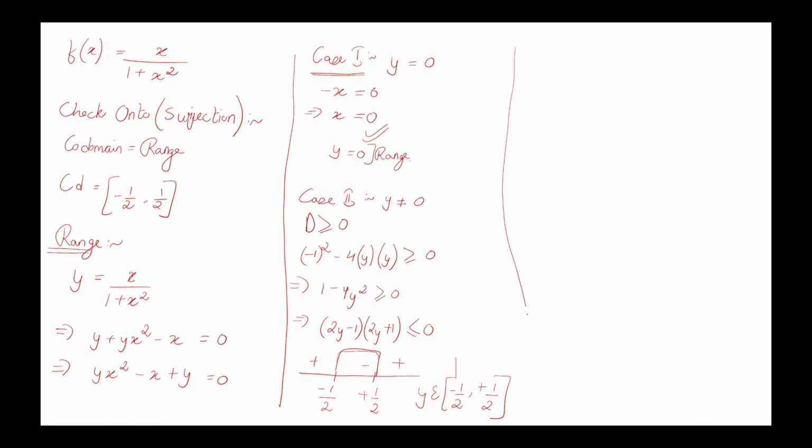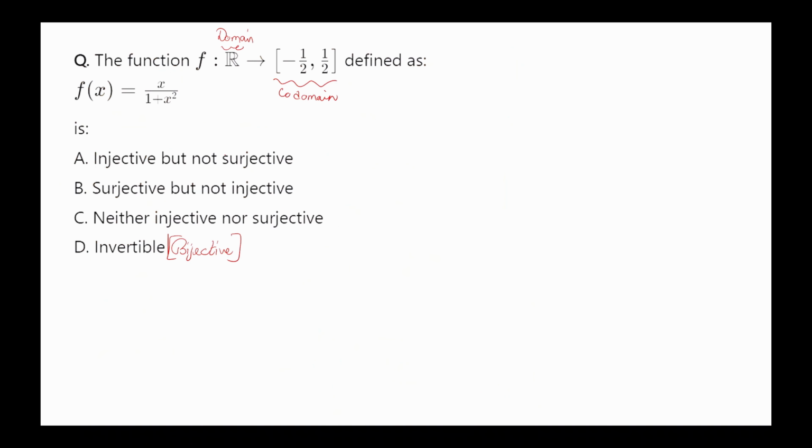So basically I found out my range. Now I need to include 0 as well. So you can see from minus half to half, my 0 is already getting included in this answer. That means I've found out that my range is equal to my codomain. That means it is an onto function. This function is onto, that means it is a surjective function. First of all, one thing that I found out is it is a surjective function.